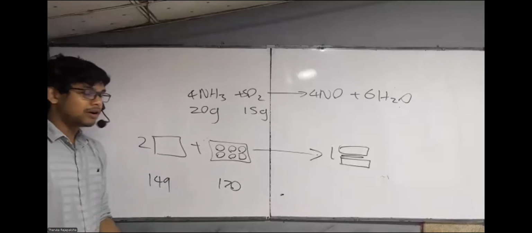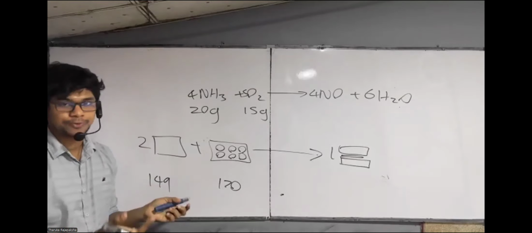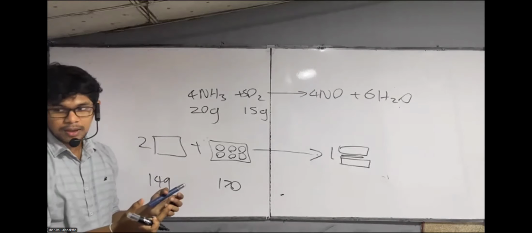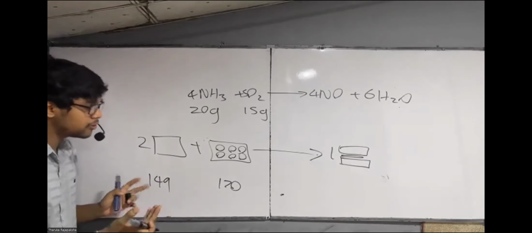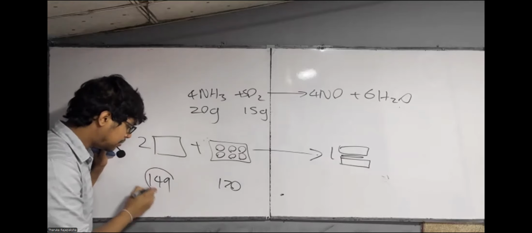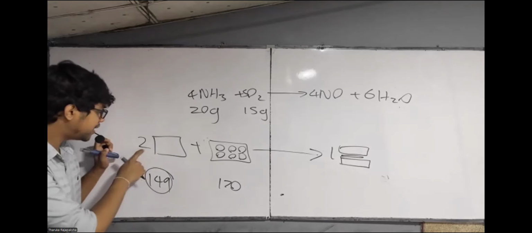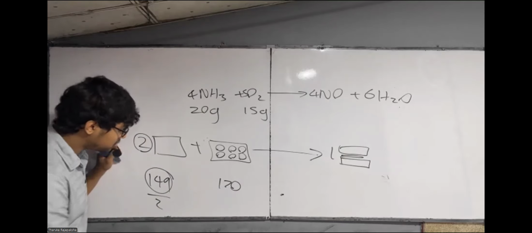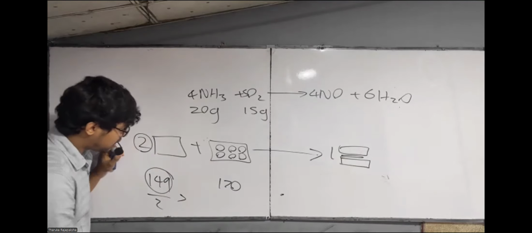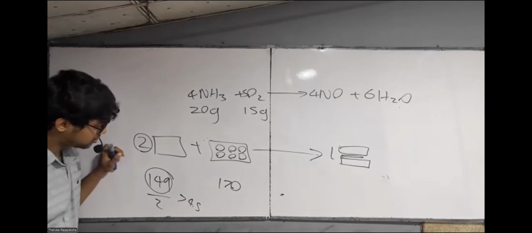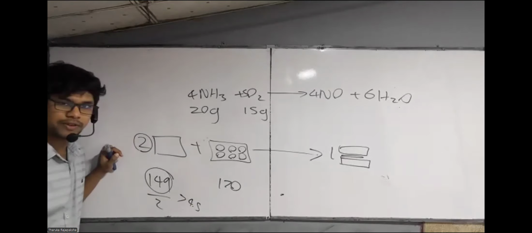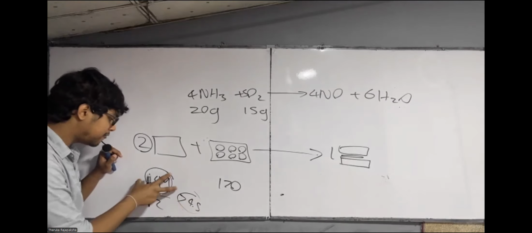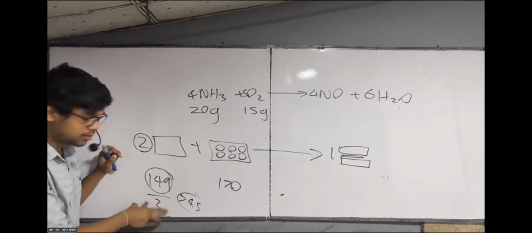Let's see. Now, how can we find out who is going to finish first, the cheese or the breads? People, how to calculate who is going to finish first? We take this number 149 and divide by this number 2. 149 divided by 2 is 74.5 or something, right? That is the number we get when we divide the number of breads by this number.